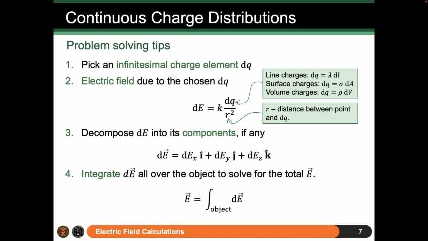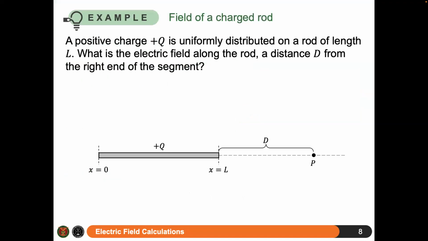Okay. Let's provide an example. Suppose we have a charged rod, a positive charge plus Q, uniformly distributed on a rod of length L. What is the electric field along this rod, a distance D from the right end of the segment? So we have this rod located at x equals 0 to x equals L. So it has a length L and it has charge plus Q. And we want to find the electric field at point P, a distance D from L.